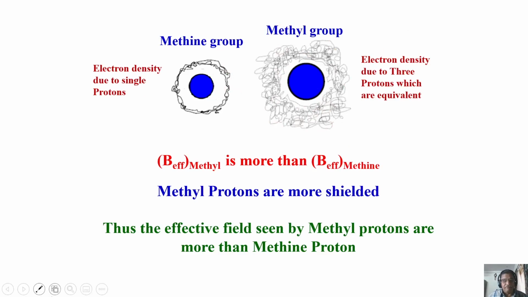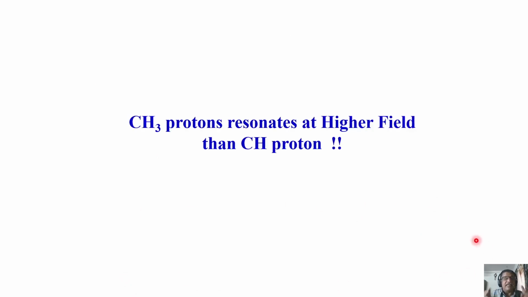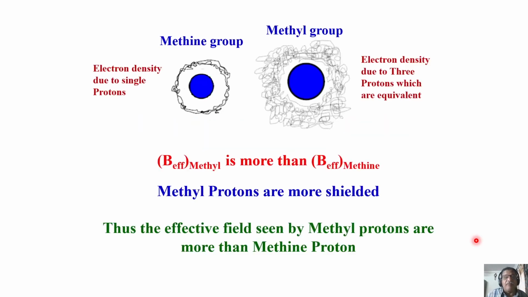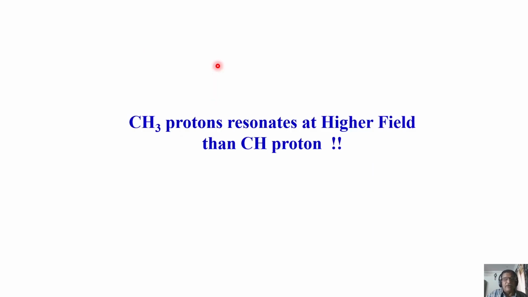What does it mean? The effective field seen by methyl protons is more than that seen by CH protons. Essentially, it means CH3 protons resonate at a high field because the field seen is much more. So it resonates at a higher field than the CH proton. You understand? Based on the charge density distribution, you can even say which proton has a higher resonating frequency and which proton has a lower resonating frequency. In this simple example, we knew methyl protons are more shielded than CH protons. As a consequence, the effective field seen by these methyl protons is more than that of the CH proton. So CH3 protons resonate at higher field than CH proton.